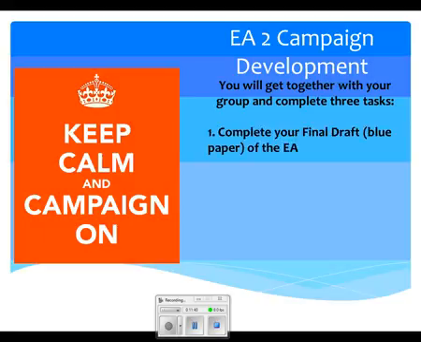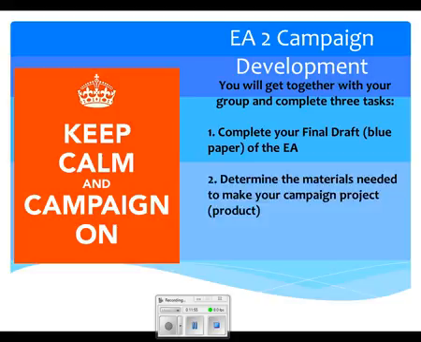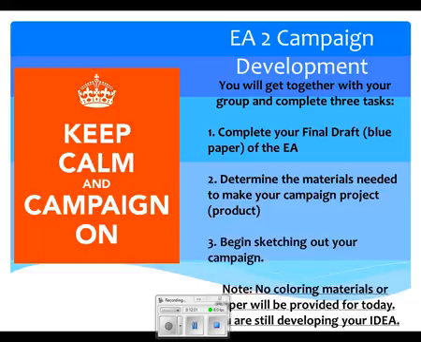Number 1, you want to get that final draft paper done today. The final draft paper is a blue handout. Someone in your group either has it, or you may not have it because you never turned in your annotated bib. Second thing I want you and your group to do, you're going to determine what are the materials that you need for your campaign. Last, you're going to start sketching it out.